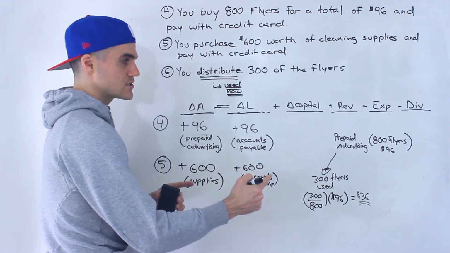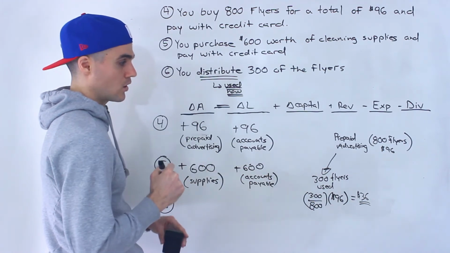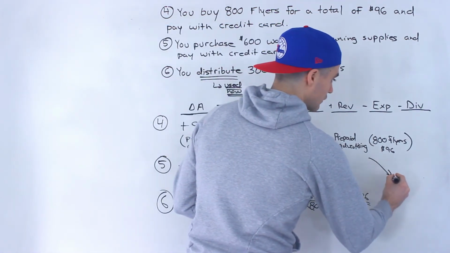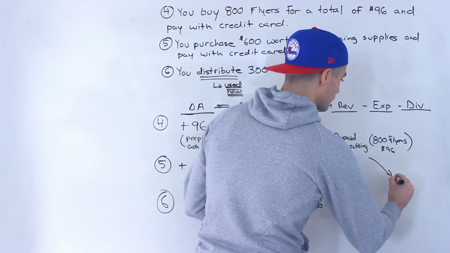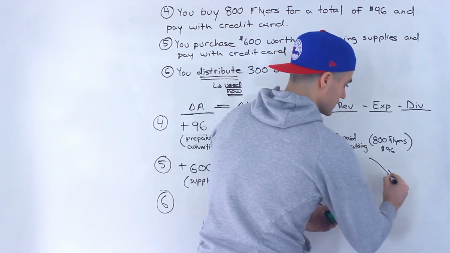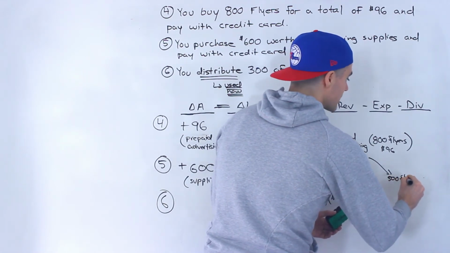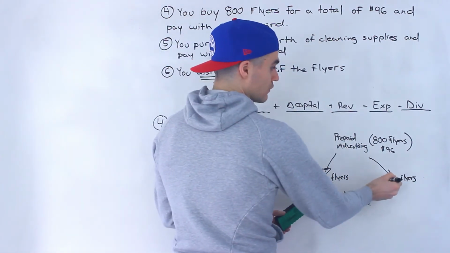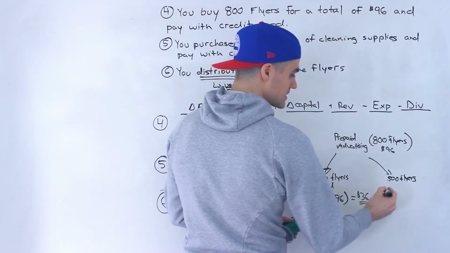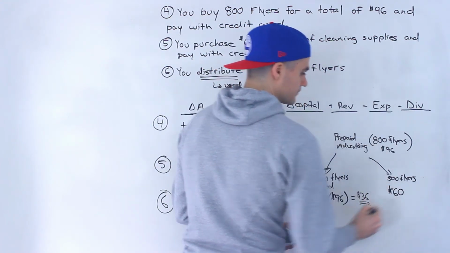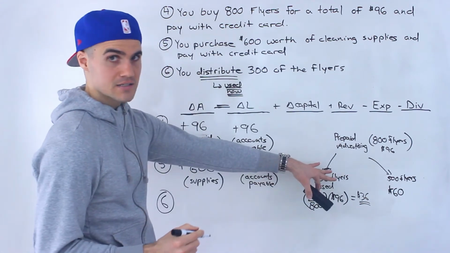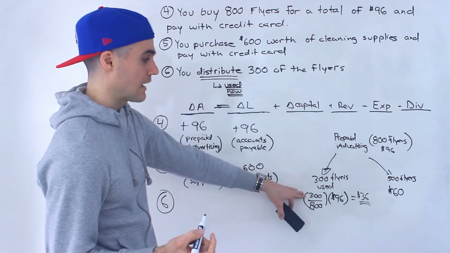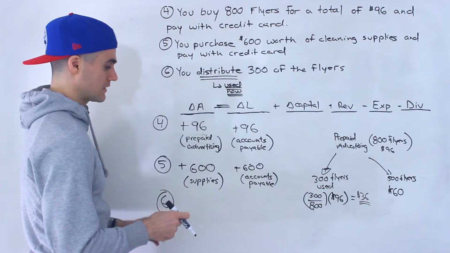Right, so $36 of those flyers are being used, and that would be an expense, meaning that there's 500 flyers, rather, left as assets, as that prepaid advertising, and the value of those, 5/8 of 96 would be $60. So we would still have $60 left of that prepaid advertising asset. But now 36 of it is going to be an expense.